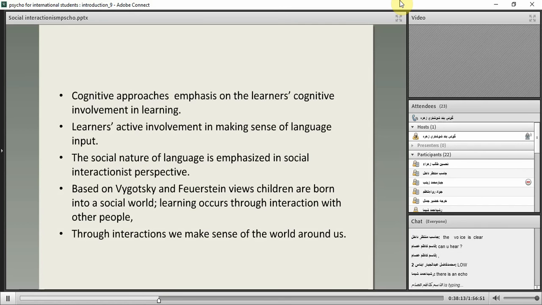So it is necessary to consider the social nature of language communication, which is emphasized in the social interactionist perspective. All right, that's it. So the social nature of language needs to be emphasized in learning.